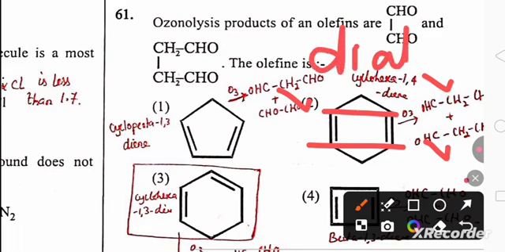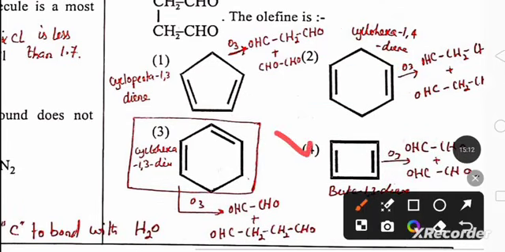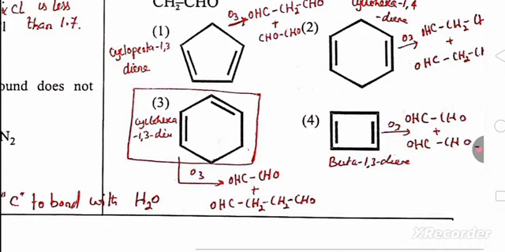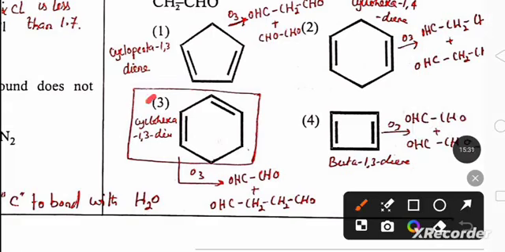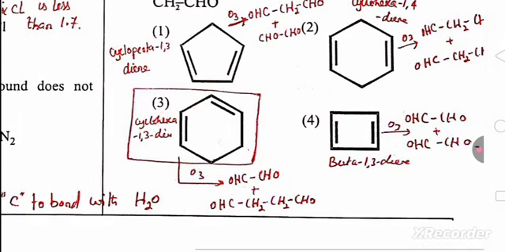One is 2 and one is 4. When you see the fourth option, buta 1,3 diene, when this undergoes ozonolysis, it gives 2 carbon aldehydes, ethane 1,2 dial. And the third option is cyclohexa 1,3 diene. When it undergoes ozonolysis, we get a 2 carbon aldehyde and a 4 carbon aldehyde. So this only we have in the options. So option 3, cyclohexa 1,3 diene is the right answer for this question.